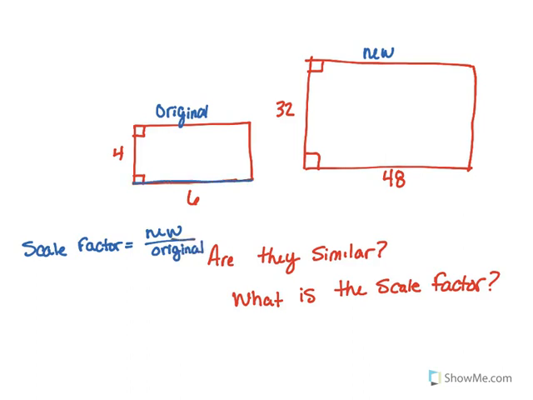So these bottom sides, let's do those together. So new would be 48, original would be 6. What is 48 divided by 6? That's 8. So we should get the scale factor as 8 for our other set of sides if they are similar figures. So this green side goes with this green side. So we need to do new over original. And what is 32 divided by 4? We get 8. So you would say, yes, these are similar. The scale factor is 8.